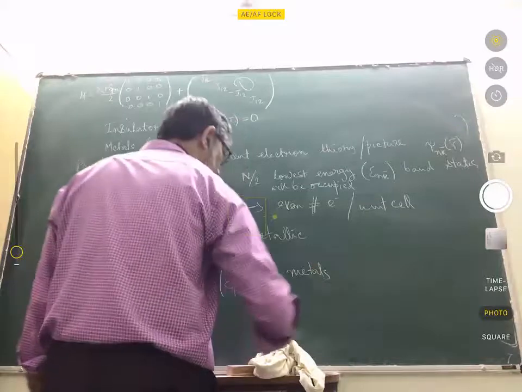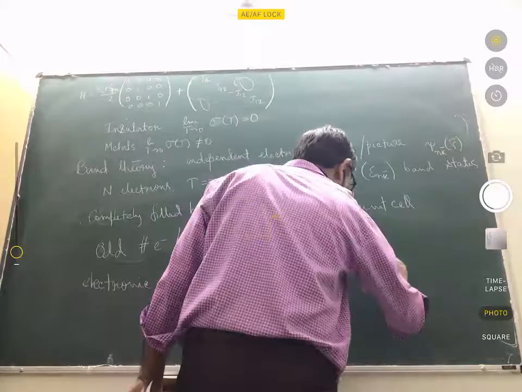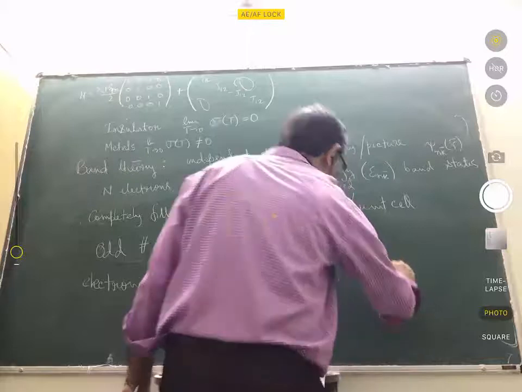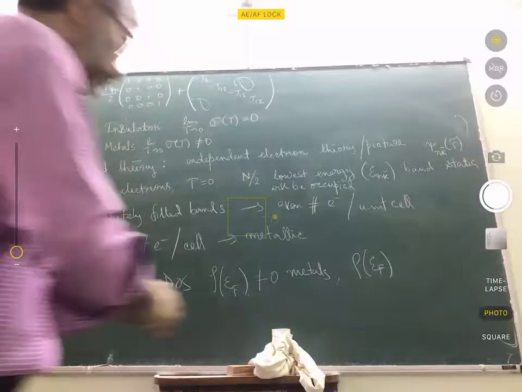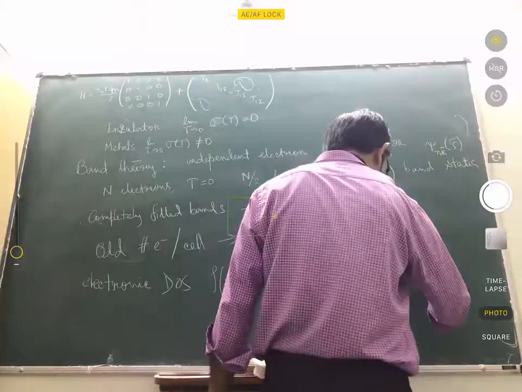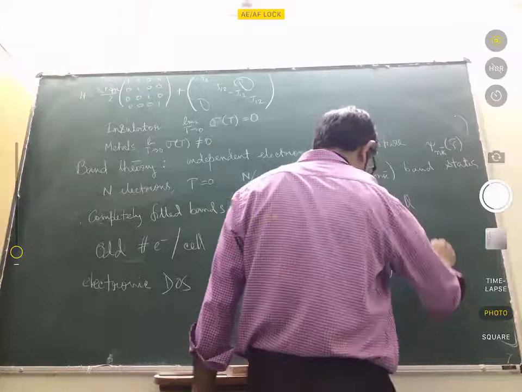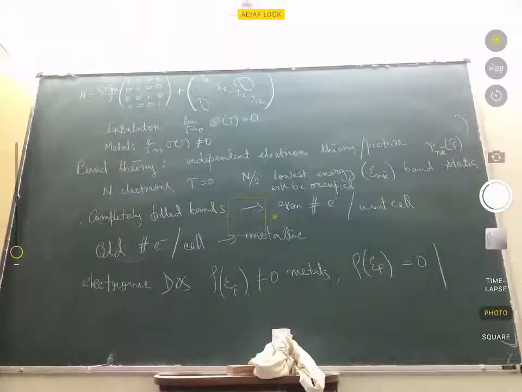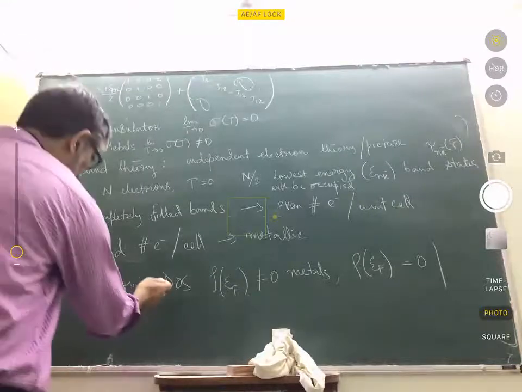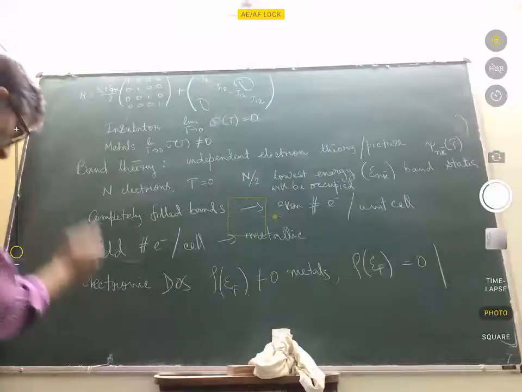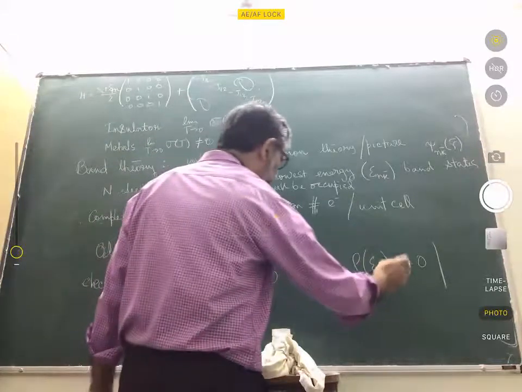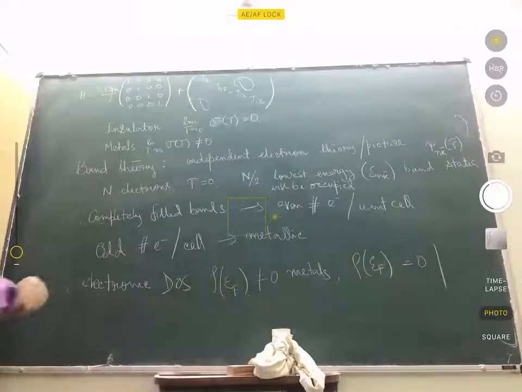And rho of epsilon F. Now epsilon F, what is epsilon F for an insulator? It's halfway between the completely filled band and the completely empty band. So this is 0. So this is a condition for materials to be metals or insulators. A finite electronic density of states at the Fermi energy will give you metals. If it is 0, it will give you an insulator. There are exceptions to this.